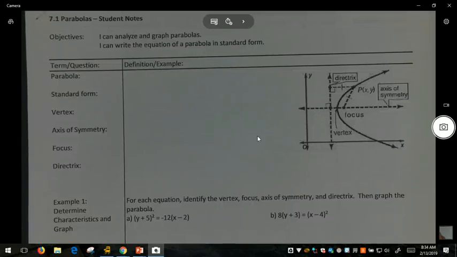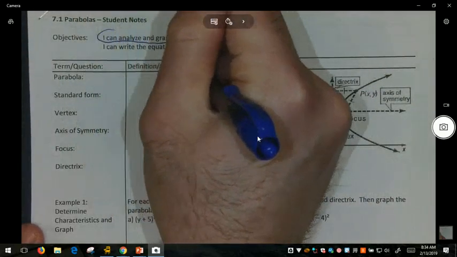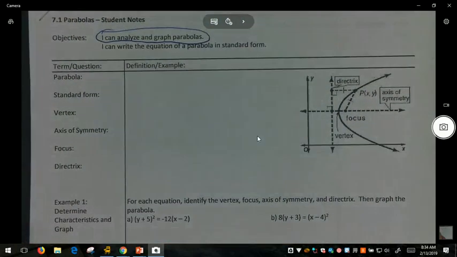Welcome to lesson 7.1, day 1. The learning target for today's part is to be able to analyze and graph parabolas.